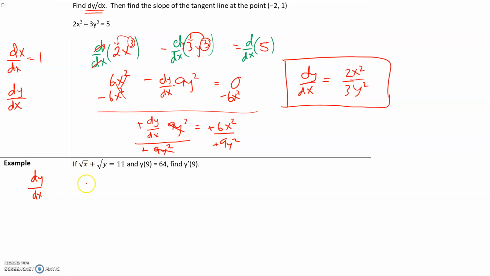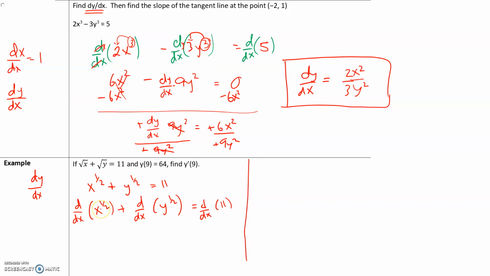So first I'm going to write this as x to the 1/2 plus y to the 1/2 equals 11. And then I'm going to take d/dx of x to the 1/2 plus d/dx of y to the 1/2, and that equals d/dx of 11.